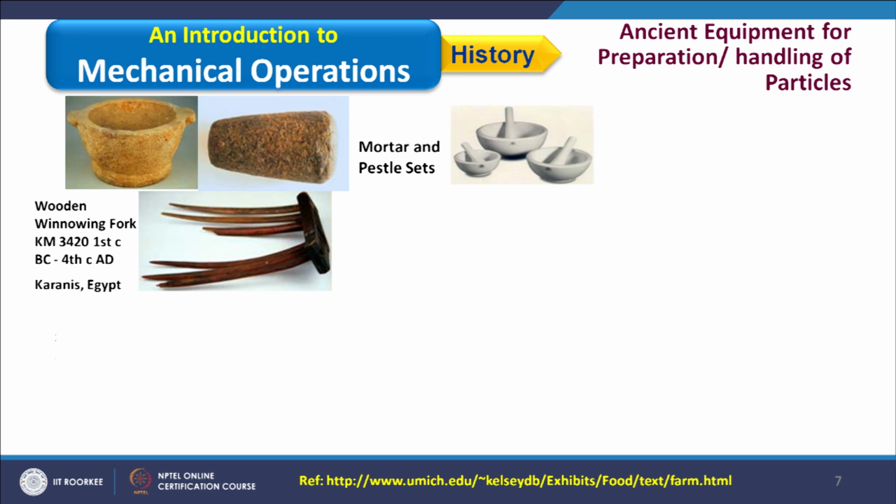Further, I am considering another equipment which we call a wooden winnowing fork. This particular equipment is basically used for screening in the threshing process, as I told you previously. All this equipment we have been using since the very beginning. The fork dates from the 1st century BC to the 4th century AD, and it was extensively used in Egypt.